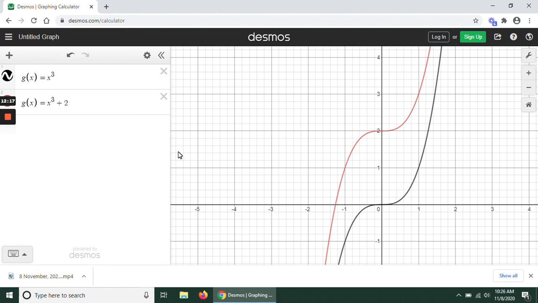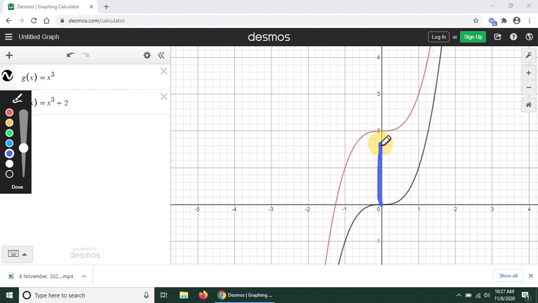Before I end this video, I should say, notice that the change that took place was vertical. It took place in a vertical direction.